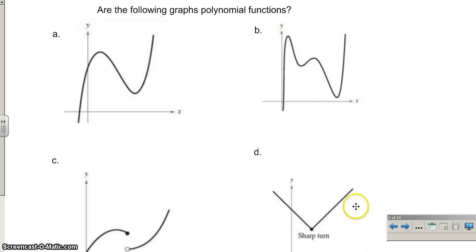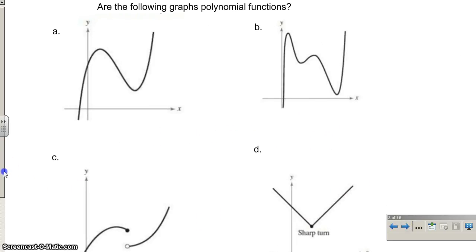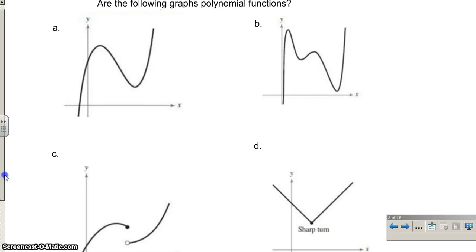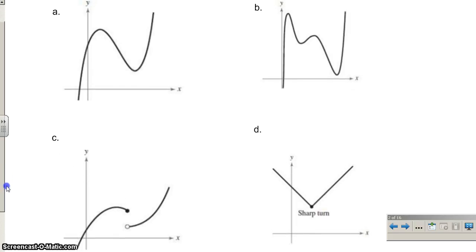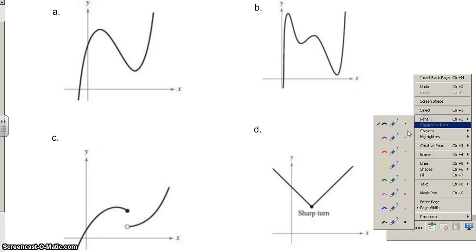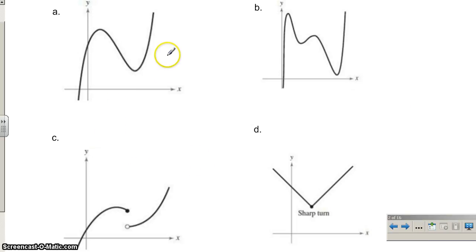So some examples. Here we have a couple of different graphs, and what I want you to tell me is, are they graphs of polynomial functions? Take a second to browse through them. Are they continuous? Are there breaks? Can you draw it without picking your pencil up? Hopefully you're able to see that yes, this is a polynomial function.